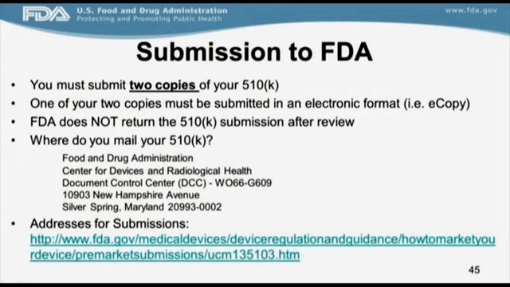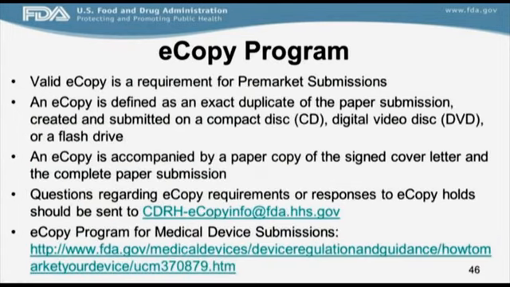So I've referred to the e-copy, and so I'd like to talk about the e-copy program a little bit so you have a better understanding. A valid e-copy is a requirement for pre-market submissions, including the 510K. An e-copy is defined as an exact duplicate of the paper submission. An e-copy is accompanied by a paper copy of the signed cover letter and the complete paper submission. So for your 510K, you will submit 1 electronic copy or e-copy and 1 paper copy.